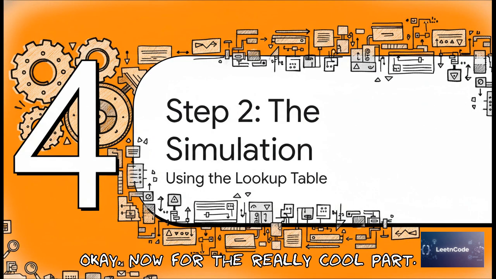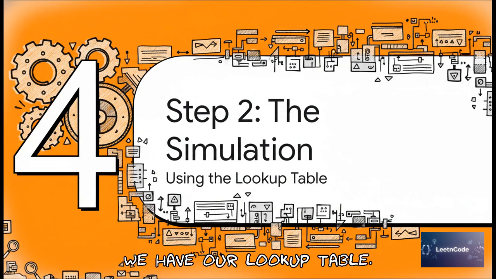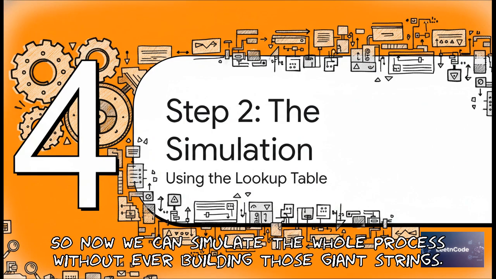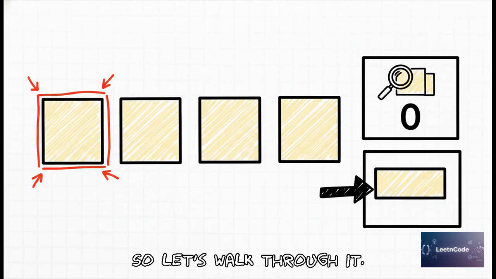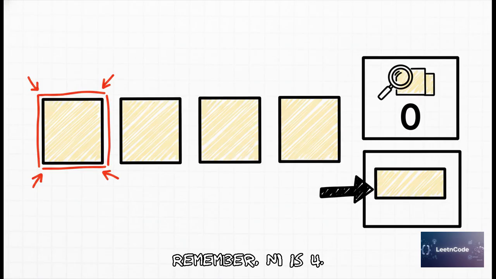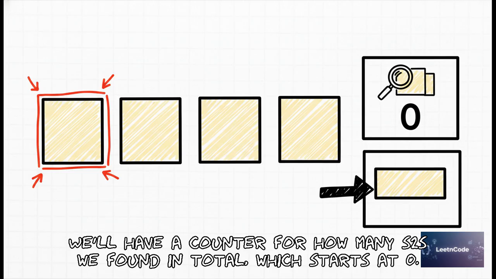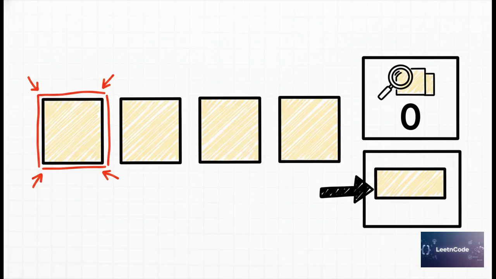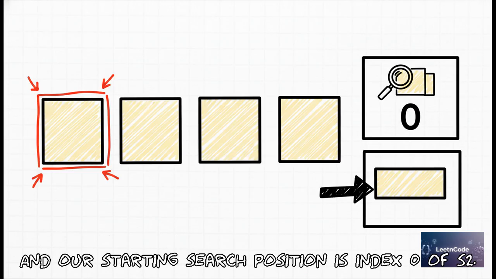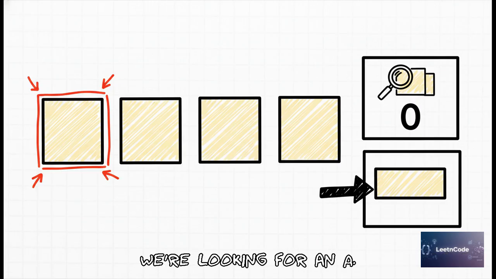Okay, now for the really cool part. We have our lookup table, that's our engine. So now we can simulate the whole process without ever building those giant strings. So let's walk through it. Remember, N1 is 4, so we need to process 4 blocks of S1. We'll have a counter for how many S2s we've found in total, which starts at 0, and our starting search position is index 0 of S2. We're looking for an A.